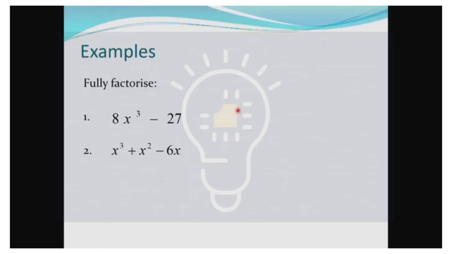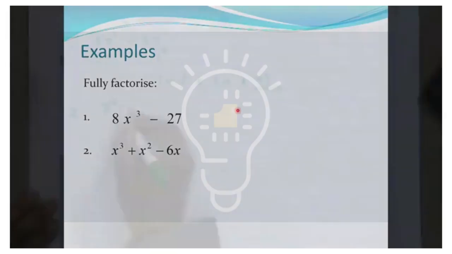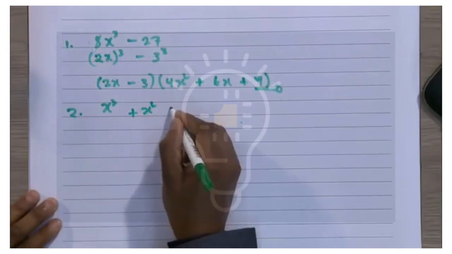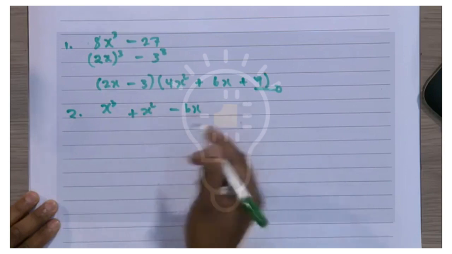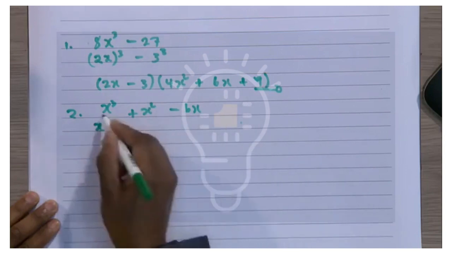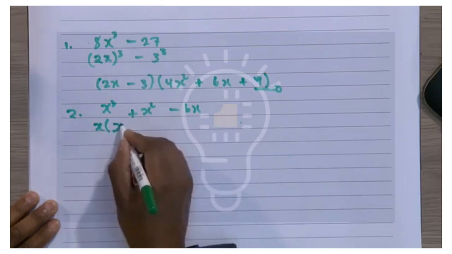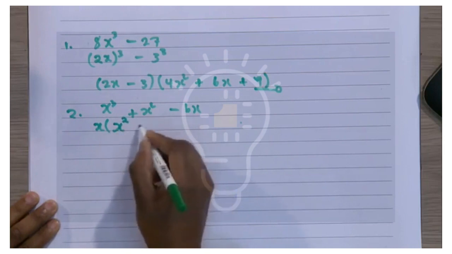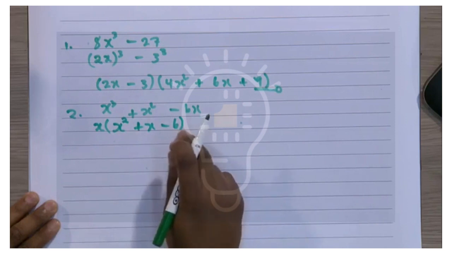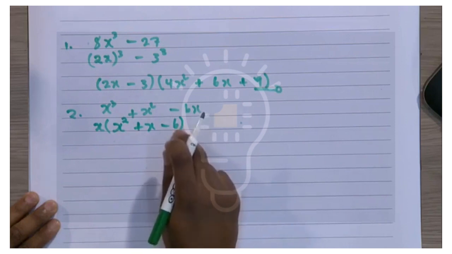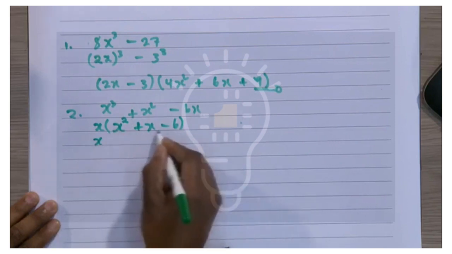Secondly, we're having the expression x cubed plus x squared minus 6x. You can see easily that x is a common factor. If we factor x out, then we'll end up with x squared plus x minus 6. But the instruction was to factorize fully. When you are here, you are not done as yet. We can factorize this trinomial.